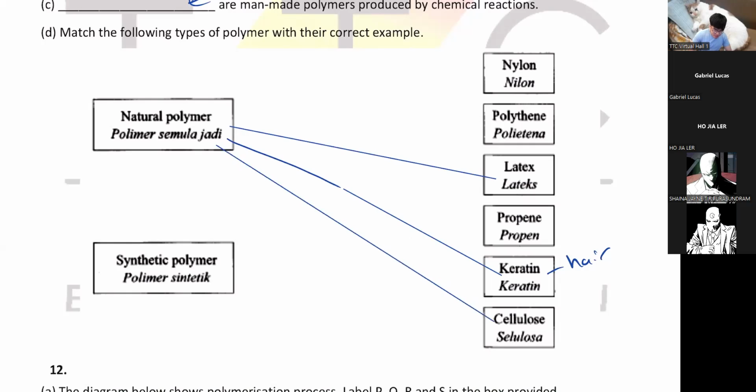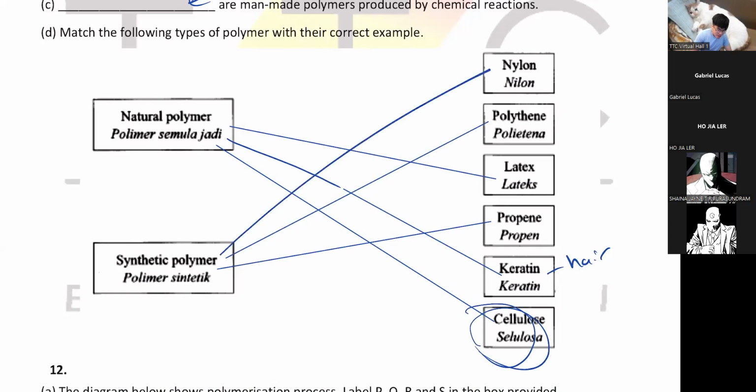This is your fiber. So plant fiber is a natural polymer. This is the thing in your cotton. Why can we use cotton to make t-shirts? Because cotton is a polymer, made from cellulose. For synthetic, you have your propene, your polythene, your nylon. What is nylon? Nylon is the thing used to make strings. Your nylon string, the plastic string, is made from nylon.